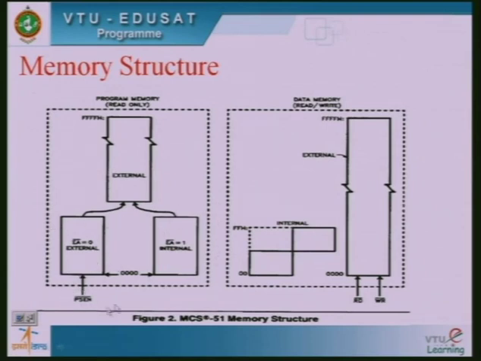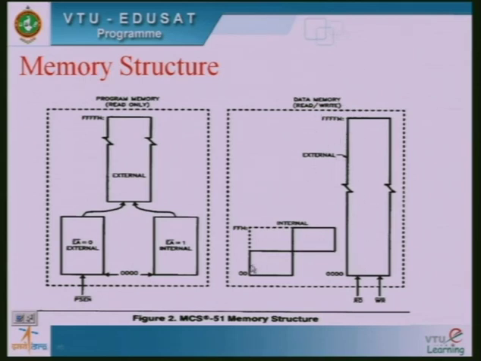You have two special pins. One is the program store enable pin, PSEN it is called. We will discuss it a little bit after this. And the other is the external access pin, EA. Both are active low, as you can see, it is EA bar and PSEN bar. So program store enable and external access, both these pins will help us select either an internal or external memory and access those correctly. So this is ROM, read only memory, and this is RAM, data memory, which we call read write memory.